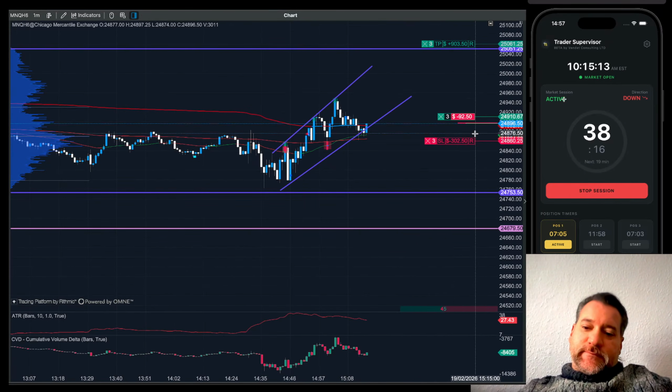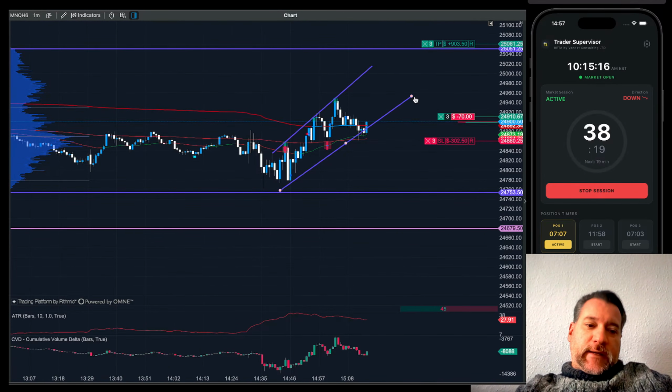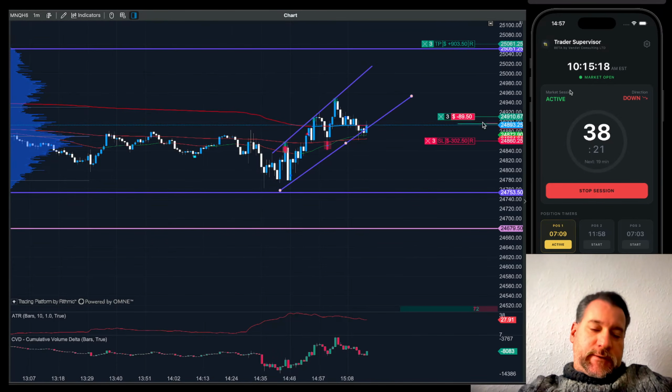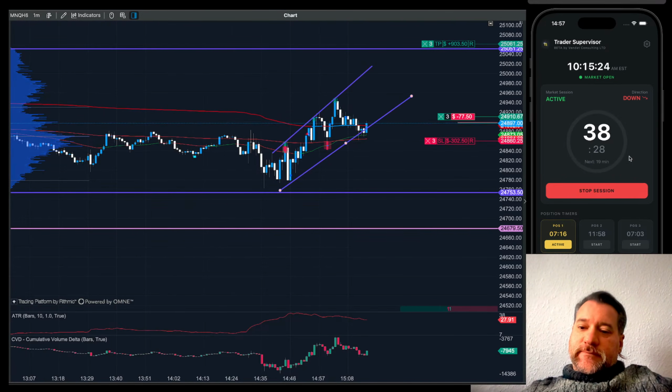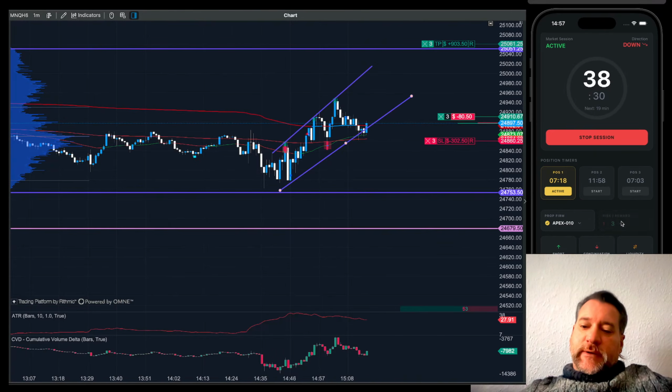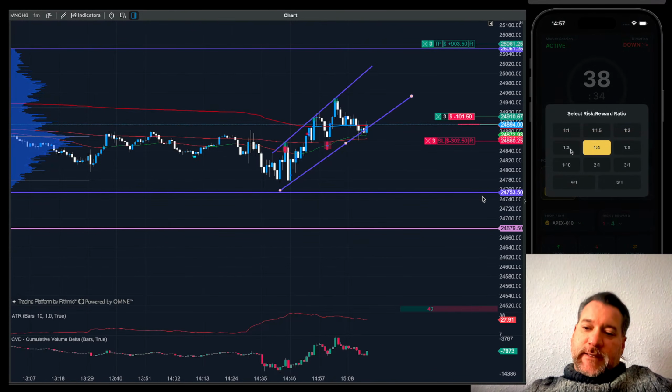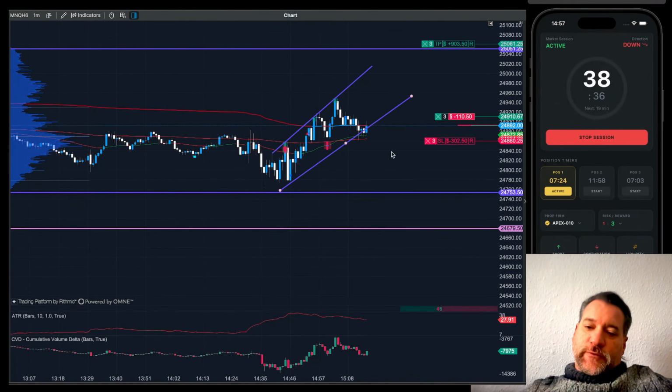Target three. Okay, so what is the risk to reward? Risk to reward ratio is 1 to 3, okay? I'm not expecting 1 to 4, not in this market today. 1, 2, 3.